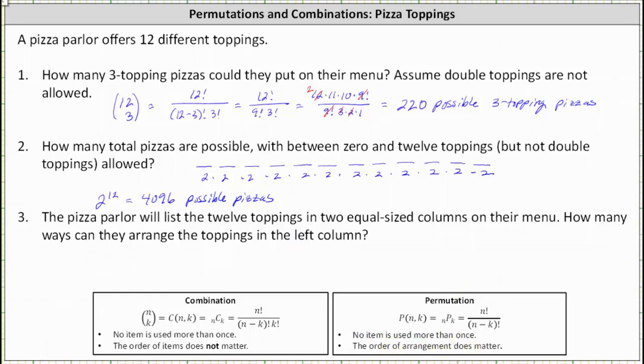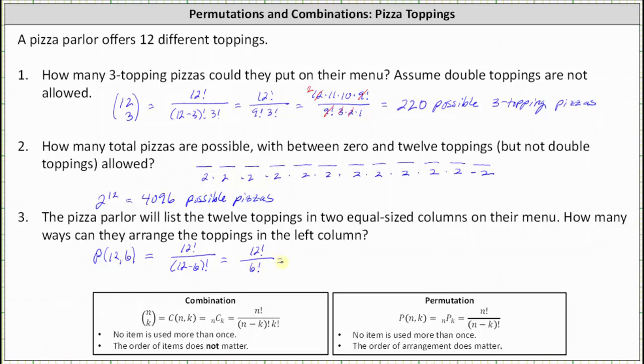And therefore, the number of ways they can arrange the 6 toppings in the left column would be 12 permute 6. Or the permutation of 12 items selected 6 at a time. N permute k is equal to n factorial divided by n minus k factorial, and therefore 12 permute 6 is equal to 12 factorial divided by 12 minus 6 factorial, which is equal to 12 factorial divided by 6 factorial.